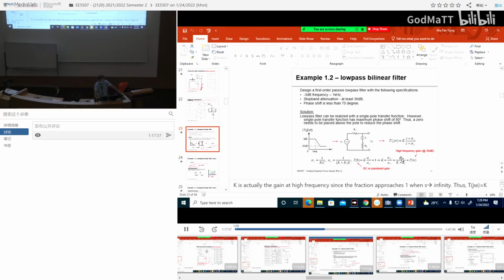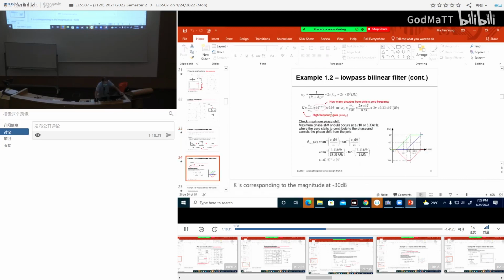The other way to write it is this. You write your transfer function, and because you know this is flat, it means the high frequency gain is minus 30 dB. So at high frequency, what's the value of s? s equals infinity, right? So for DC, you make s equals 0. For very high frequency, you make s equals infinity. These are the rough ways to do a calculation.